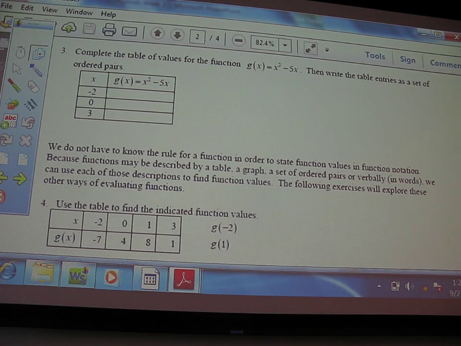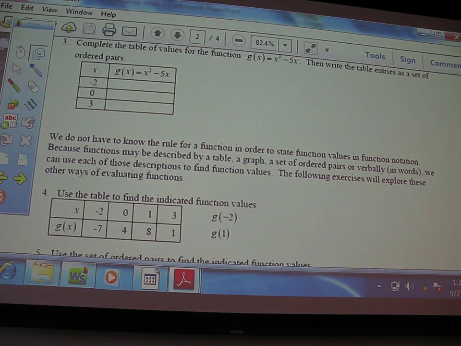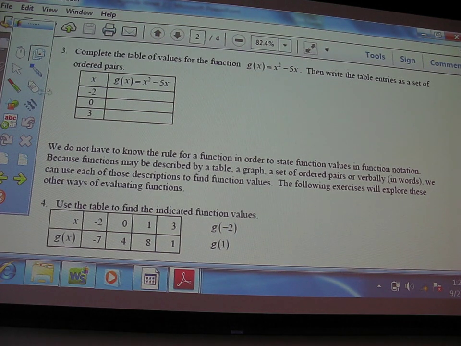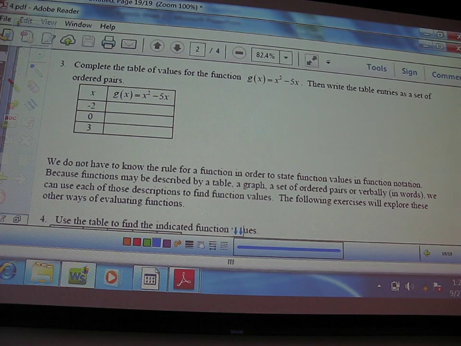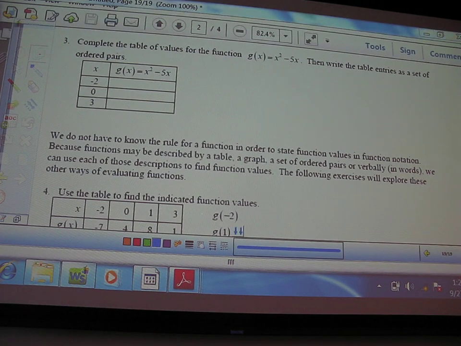Moving on. Complete the table of values for a function g given x squared minus 5. Okay, so this is exactly the same thing. All they're saying is now we've got it in table format. So x is negative 2. I'm going to put negative 2 into there. So it's going to become g of ( ) equals ( ) squared minus 5. What am I going to put in there? Negative 2.